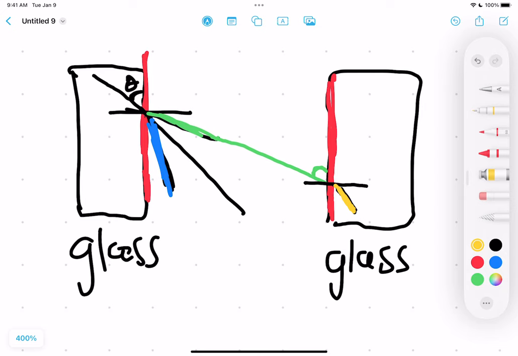So let's see here, between A, B, C, and D. A looks a little weird though. I'm not sure if that's a mistake. Okay. C looks all right between the first piece of glass and the air. C looks more correct to me, but I'm not 100% sure. B is totally wrong. D is totally wrong. I'm between A and C.